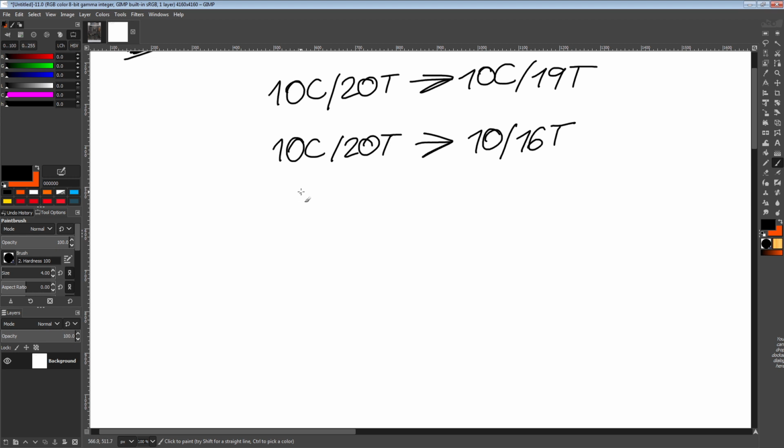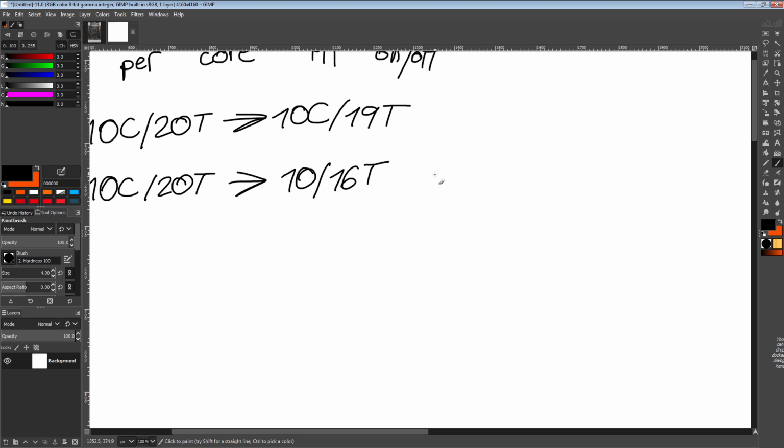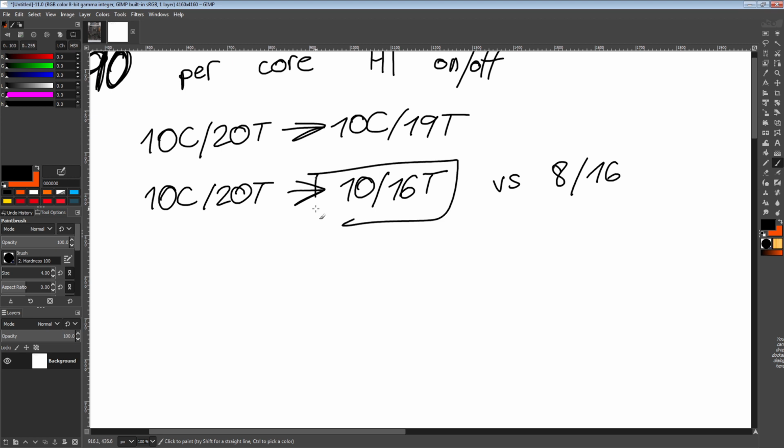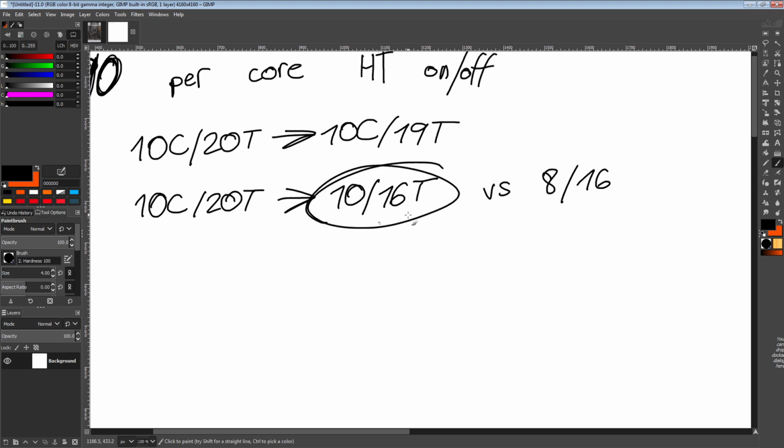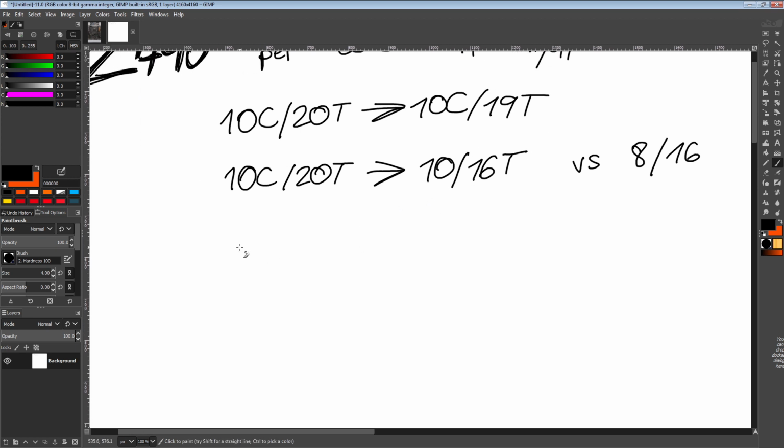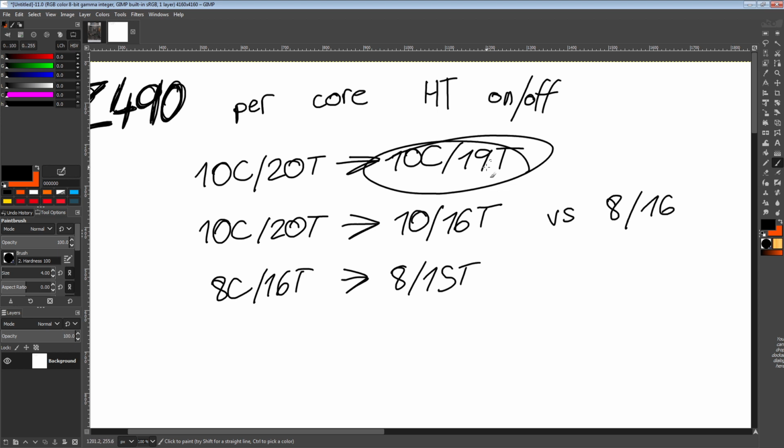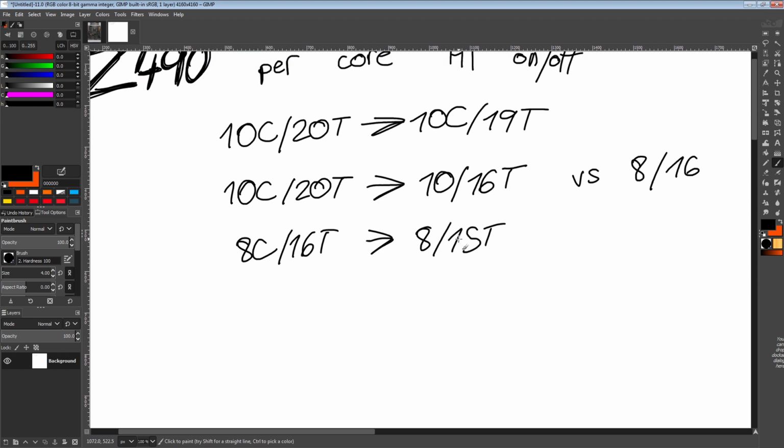We're going to do a quick theoretical comparison of 10-16 versus 8-16, which goes quite heavily in favor of the 10-16. And what's also cool is, if you have your 8 core 16 thread CPU, you could potentially run it as an 8 core 15 thread CPU for the same reasons that you would do a 10 core 19 thread CPU. And we're going to get to that.